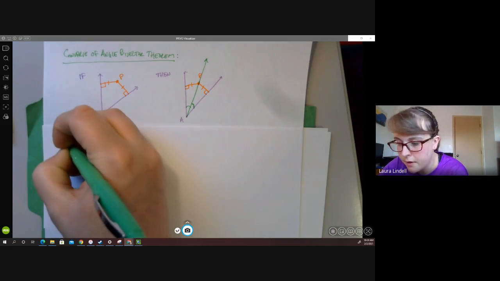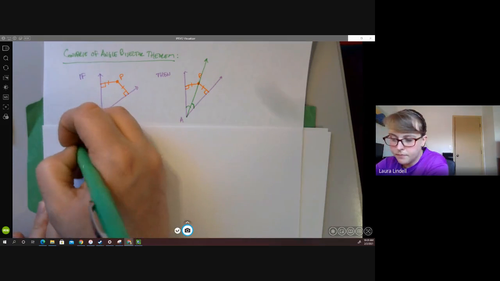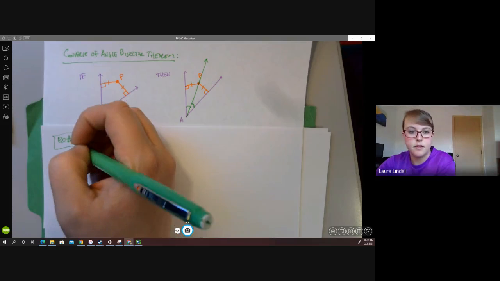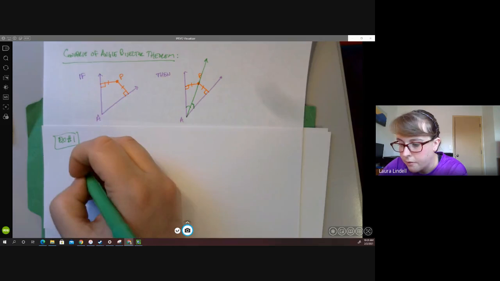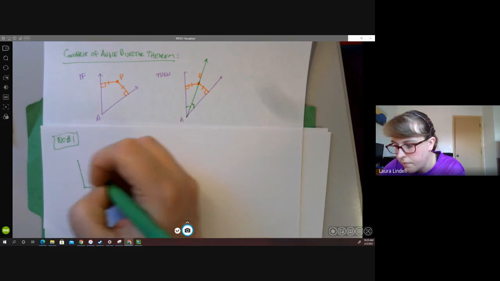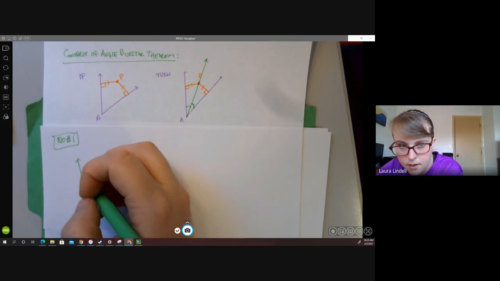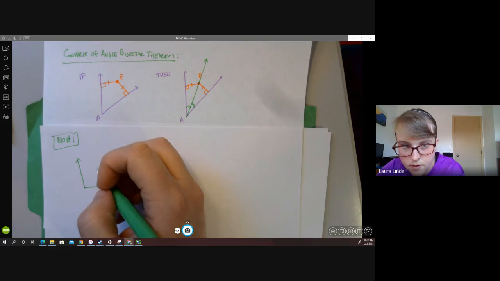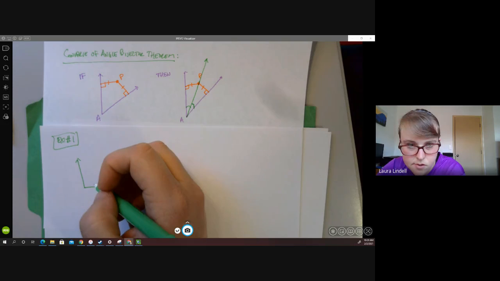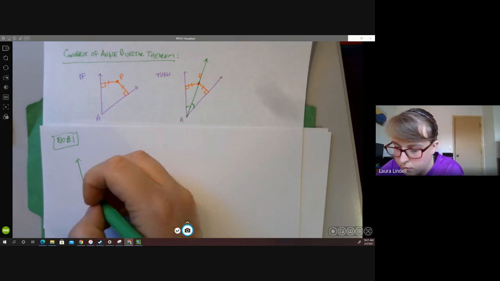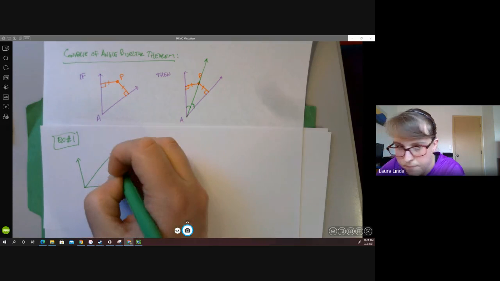So first example here. We've got an angle going on. And let's see, we've got an angle bisector going on.